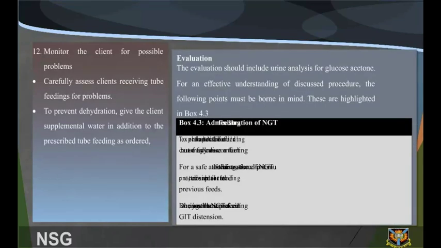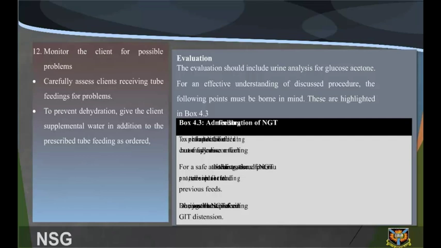12. Monitor the client for possible problems. Carefully assess clients receiving tube feedings for problems. To prevent dehydration, give the client supplemental water in addition to the prescribed tube feeding as ordered. Evaluation. The evaluation should include urine analysis for glucose and acetone.